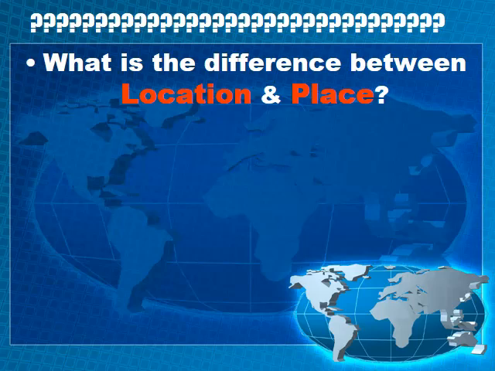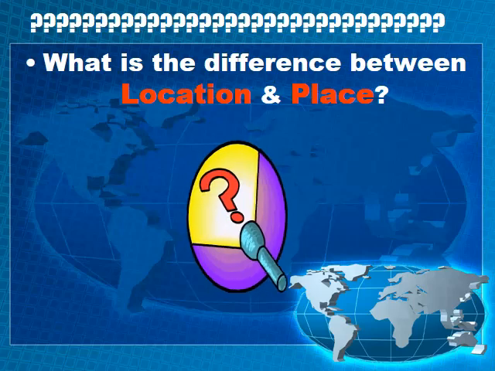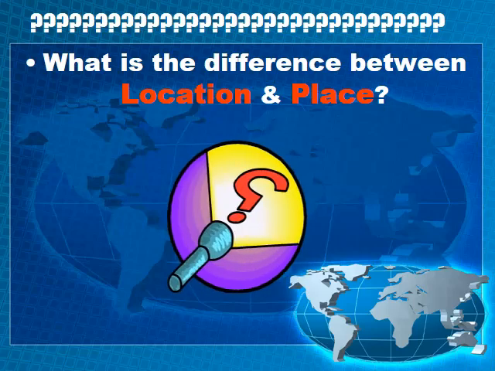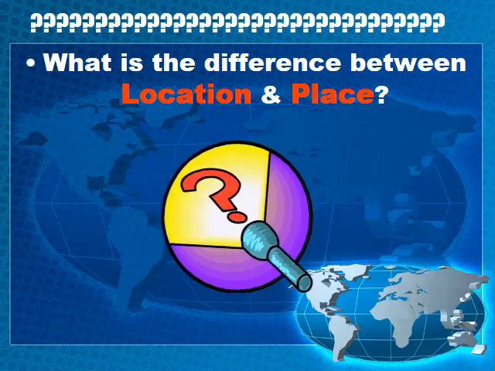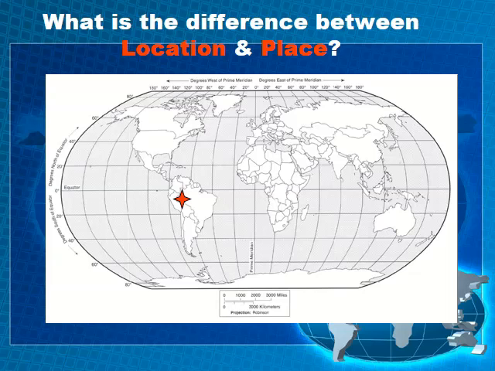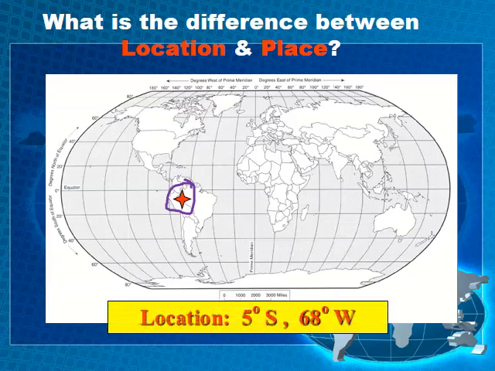So what's the difference between location and place? We've already talked about both of these themes, and they are two that often get misused. So I want to look at these a little bit more closely. Remember, location is where is it? So in this point, I could answer absolute or relative location. Where is it? So location says where is it? In this case, 5 degrees south, 68 degrees west.